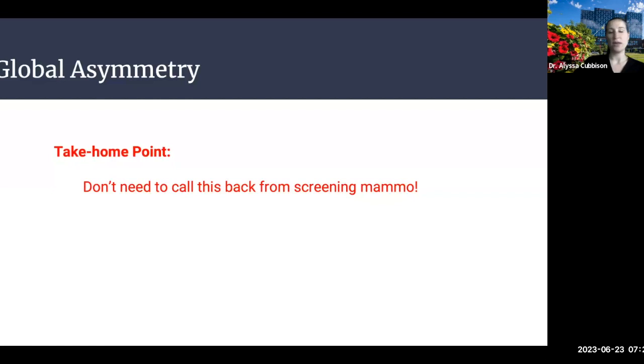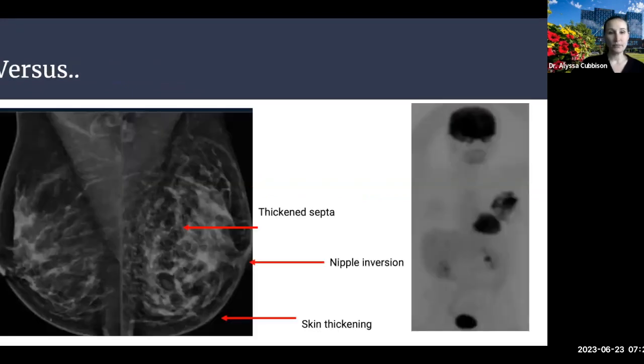And so, just the big take-home from these is you don't need to call these back from screening mammograms. They can be considered benign, and we can spare the patient an unnecessary callback. I think sometimes it's a little hard. I know it's hard for the residents and certainly anyone in practice to be really comfortable calling something that looks so asymmetric to the other side benign.